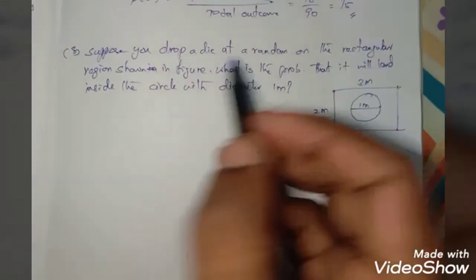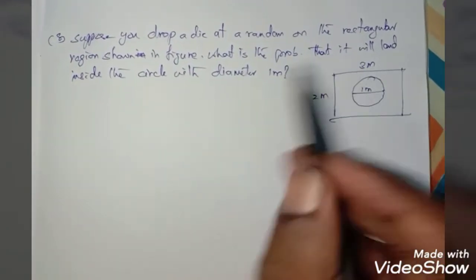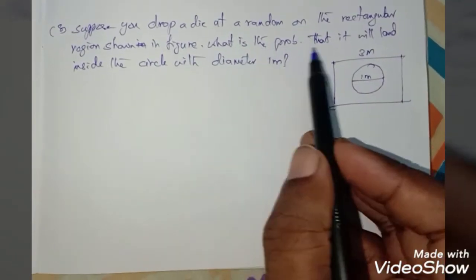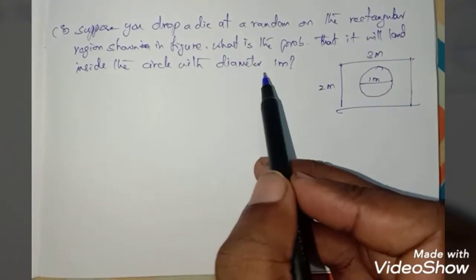Okay, now your next question is: suppose you drop a die at random on the rectangular region shown in the figure. What is the probability that it will land inside the circle with a diameter of 1 meter?